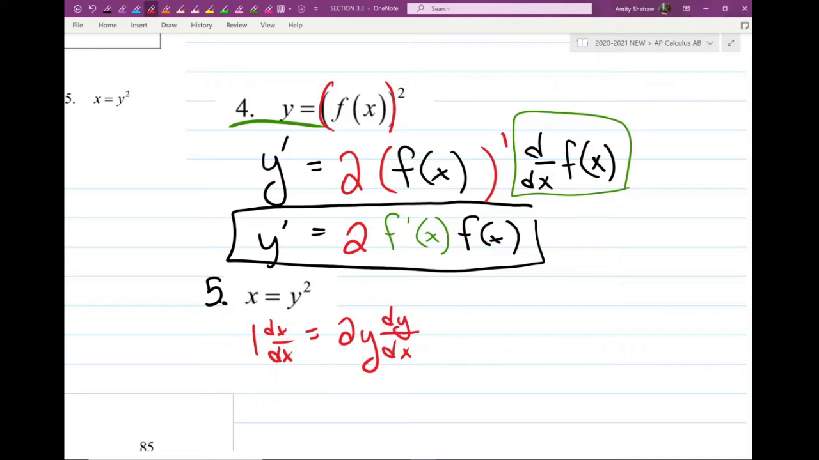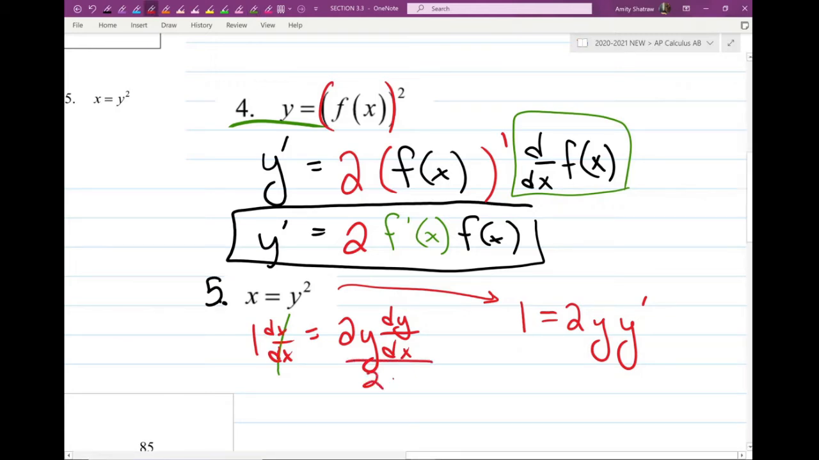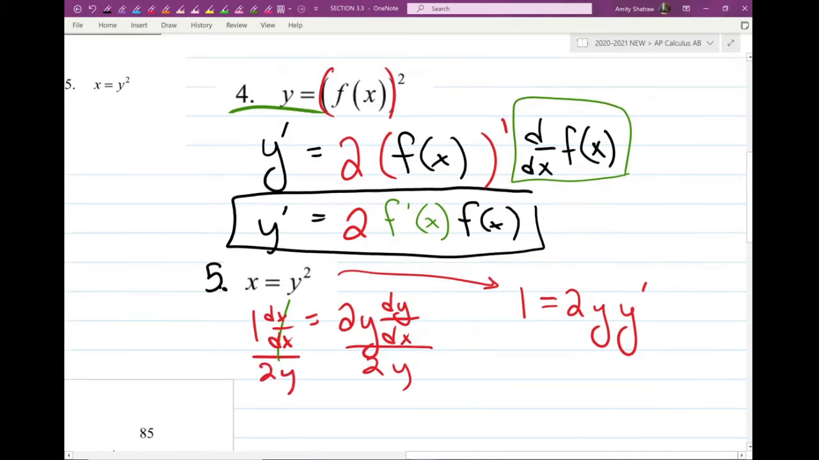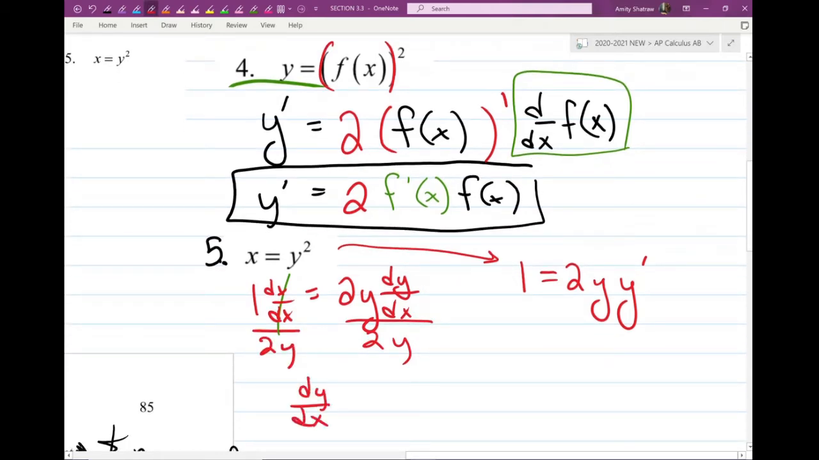And by the way, I have kind of been taught to always solve for dy dx. Technically, if what you wrote was this, 1 equals 2y times y prime, then you are correct, and you don't actually have to solve for anything. But that's just my habit to do it. So I'm going to say then that dy dx can be solved for, and the way that I would solve for it is by dividing by 2y on both sides. And I would then say that dy dx equals 1 over 2y.